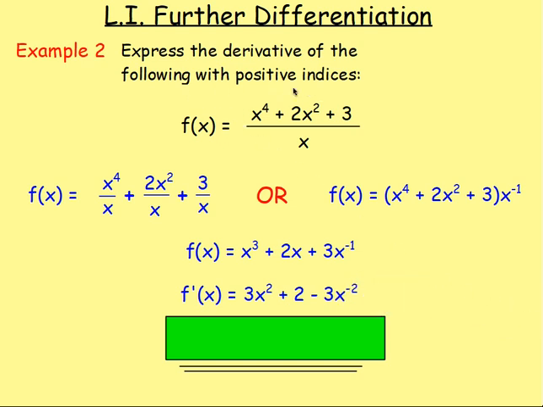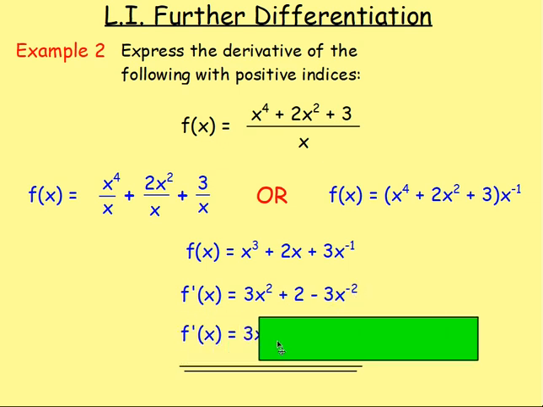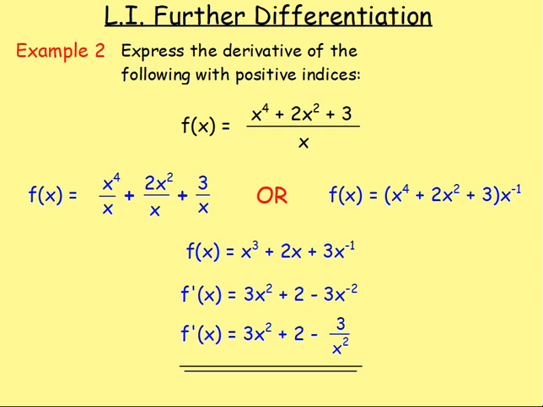Again, make sure you look at the question. It's asking you for positive indices. So, you need positive indices. This index here is a negative, so you need to rewrite that one. So 3x squared stays as it is, 2 stays as it is, and then the negative 3 will just stay there, but x to the negative 2 will move to the bottom of the fraction and give you x squared. And that would be your final answer.